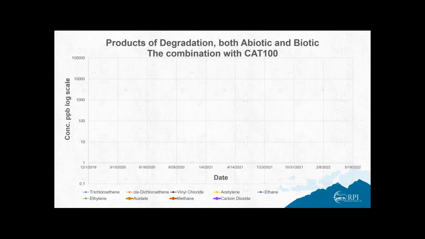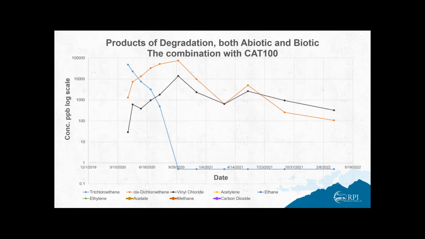Now I want to focus on CAT 100 and show you the products of both beta elimination and EDR. I want to be able to pick those two reactions apart within the same product. So this is your trichloroethylene. It goes down rather rapidly, as we've seen. This is your cis DCE. You see that it pops up consistent with the TCE going down and then builds a trend, a downward trend. And here's your vinyl chloride.